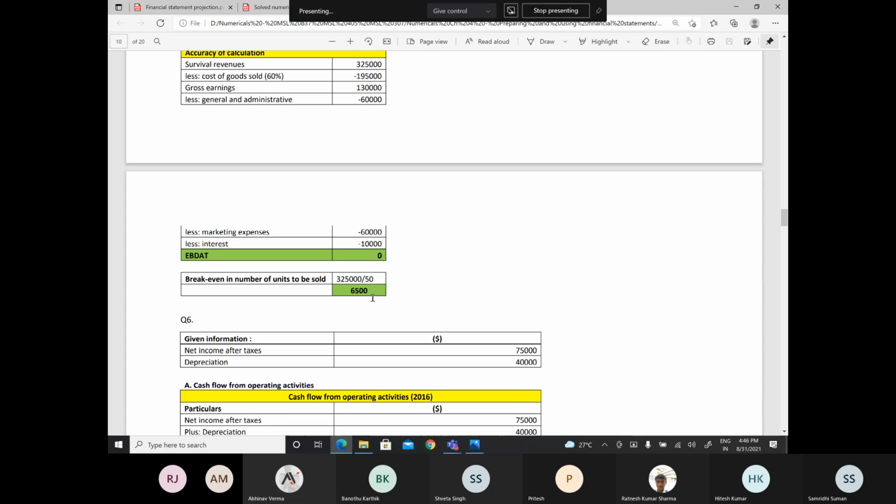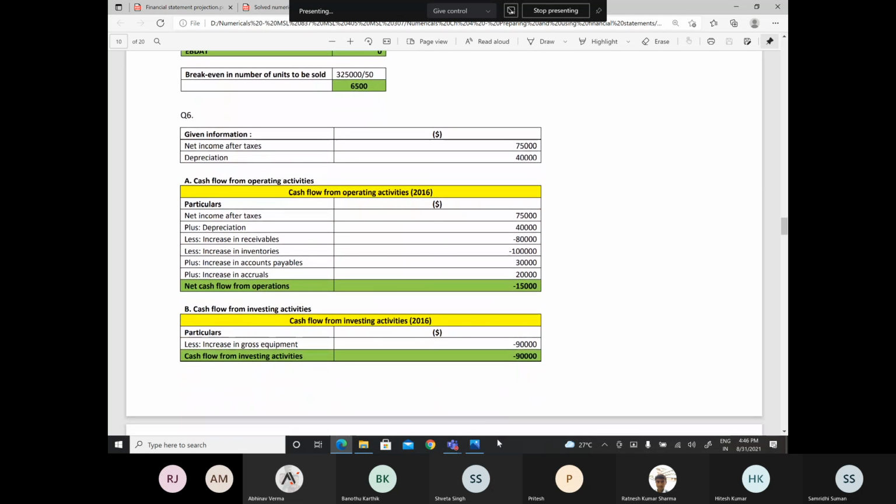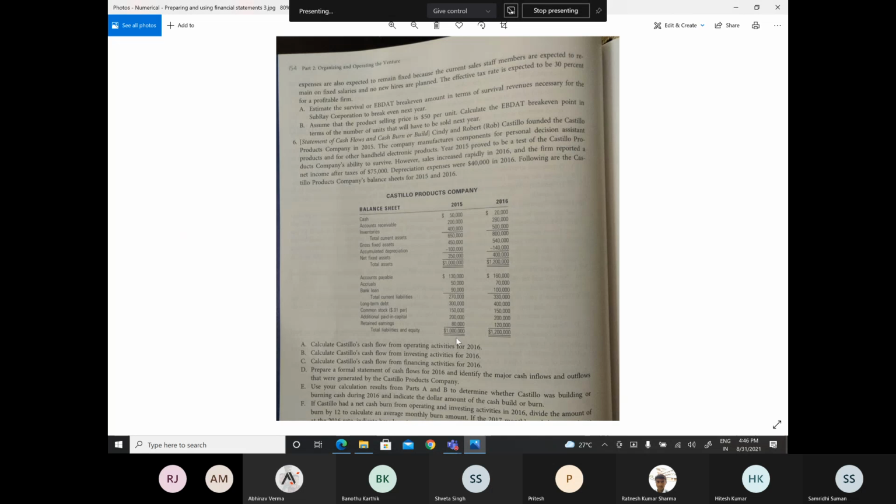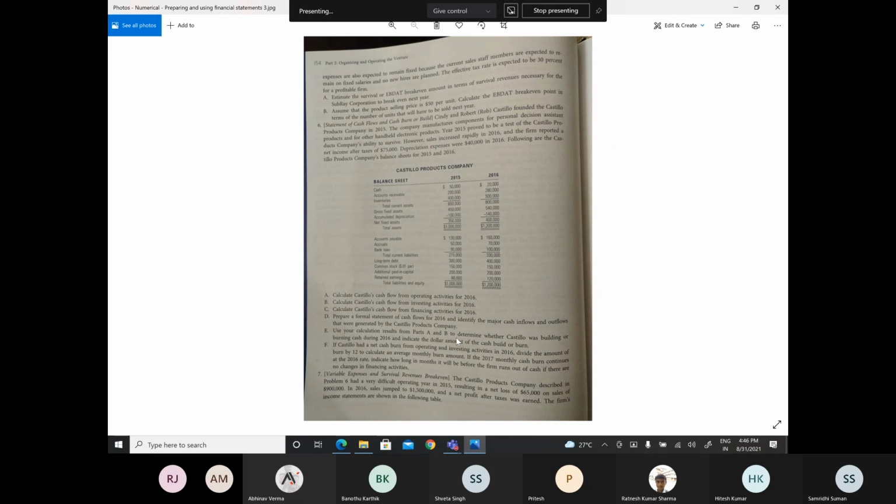Okay, so very simple, all formula based questions, students, so it's nothing very difficult for you. Okay, next question. Fine, this is also a new type of question, so we can see this.